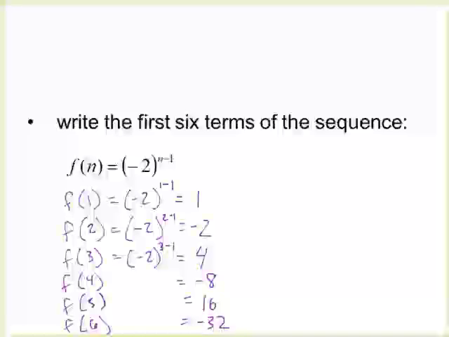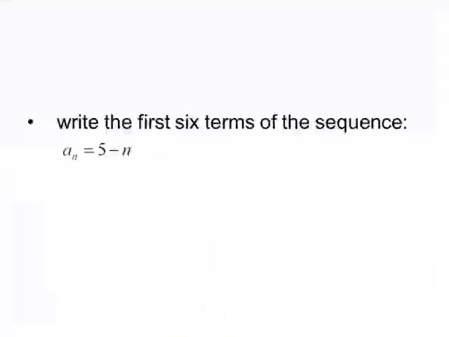Questions? The next 2 examples are of the same type, so go ahead and try the next 2 examples.